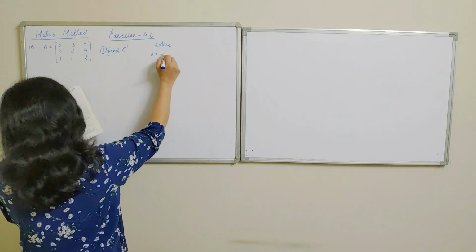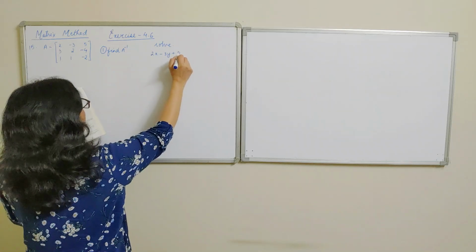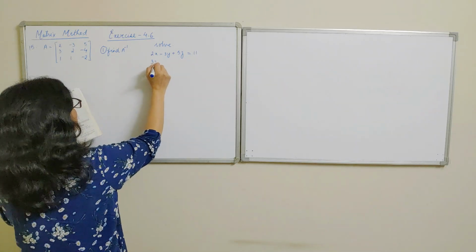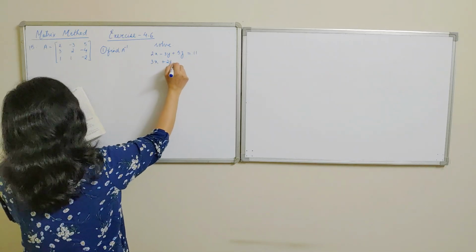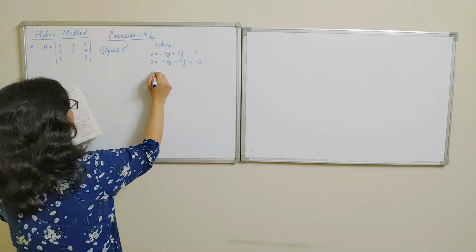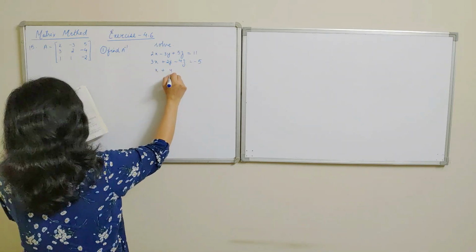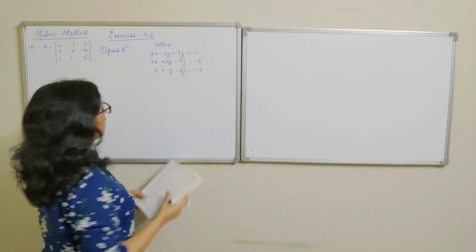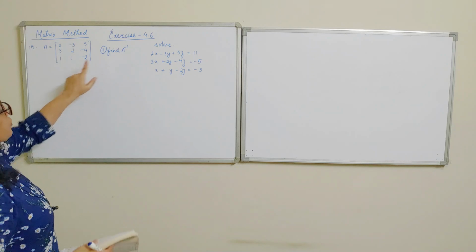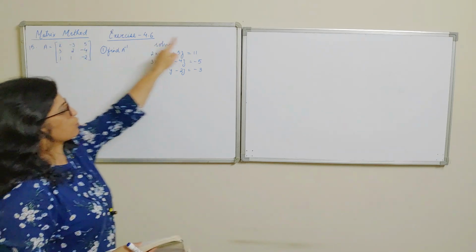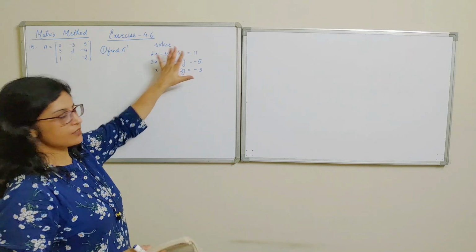So 2x minus 3y plus 5z is 11. 3x plus 2y minus 4z is minus 5. x plus y minus 2z is minus 3. Now in this question, the first part is to find A inverse. So we will find this, and then we'll use A inverse to solve these equations. We will not directly start solving the equations.